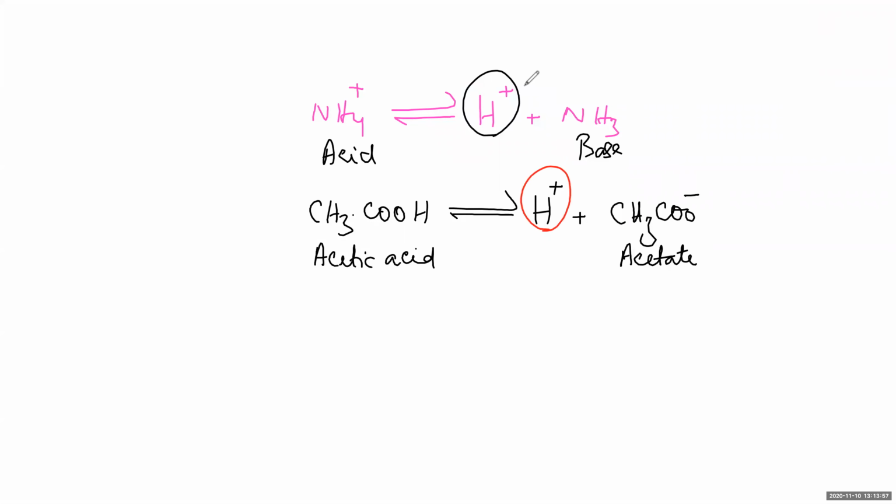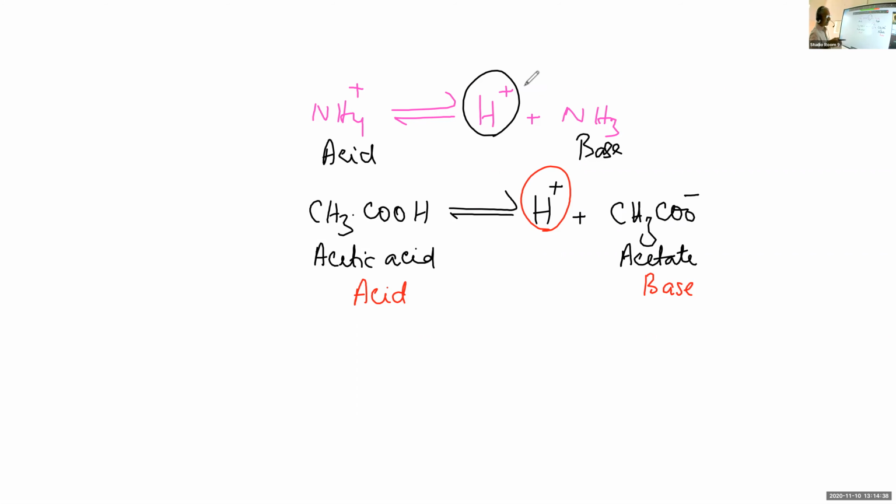You take the backward change. In the backward change, acetate ion combines with the H+ ion, giving acetic acid. So CH3COOH is an acid, while acetate is a base by definition. And CH3COOH and CH3COO- are a conjugate pair. The conjugate base of acetic acid is acetate ion. The conjugate acid of acetate ion is acetic acid.